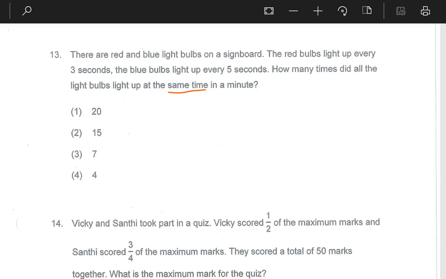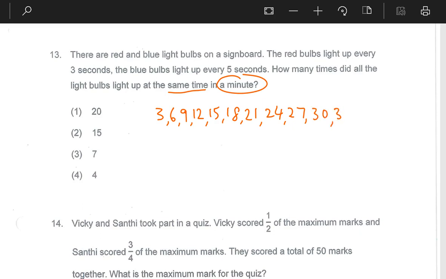We talk about the red light bulbs first. They will light up at the 3rd second, they will light up at the 6th second, they will light up at the 9th second, and so on. Okay, and you want to talk about in a minute how many times they both lighted up at the same time. Does it ring a bell to you? This seems to be something that we have been doing all the time.